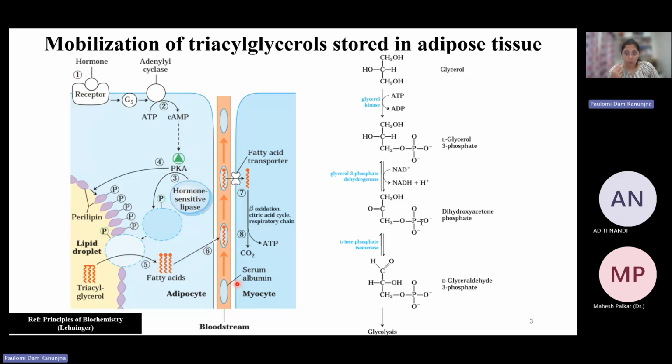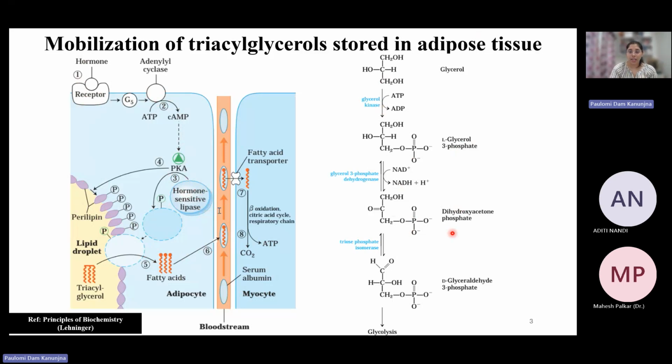When the glycerol is released, it is phosphorylated by an enzyme called glycerol kinase. So glycerol becomes L-glycerol 3-phosphate, which will become DHAP. We have already studied DHAP in glycolysis, which is again a pathway for energy generation. So your glycerol is incorporated into glycolysis, but that's only 5%. The majority comes from the fatty acids, the free fatty acids, right?